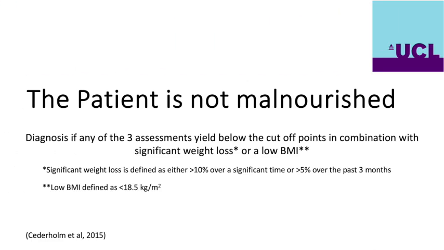Patient is not malnourished. Diagnosis: if any of the 3 assessments yield below the cutoff points in combination with significant weight loss or a low BMI. Significant weight loss is defined as either more than 10% over a significant time or 5% over the past 3 months. Low BMI is defined as 18.5 kilogram per cubic meter.